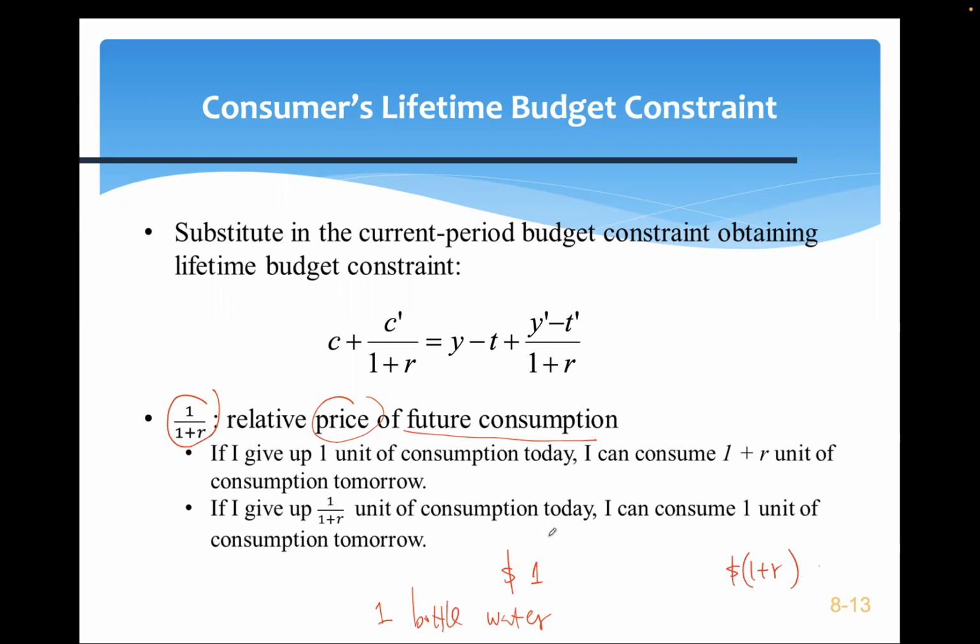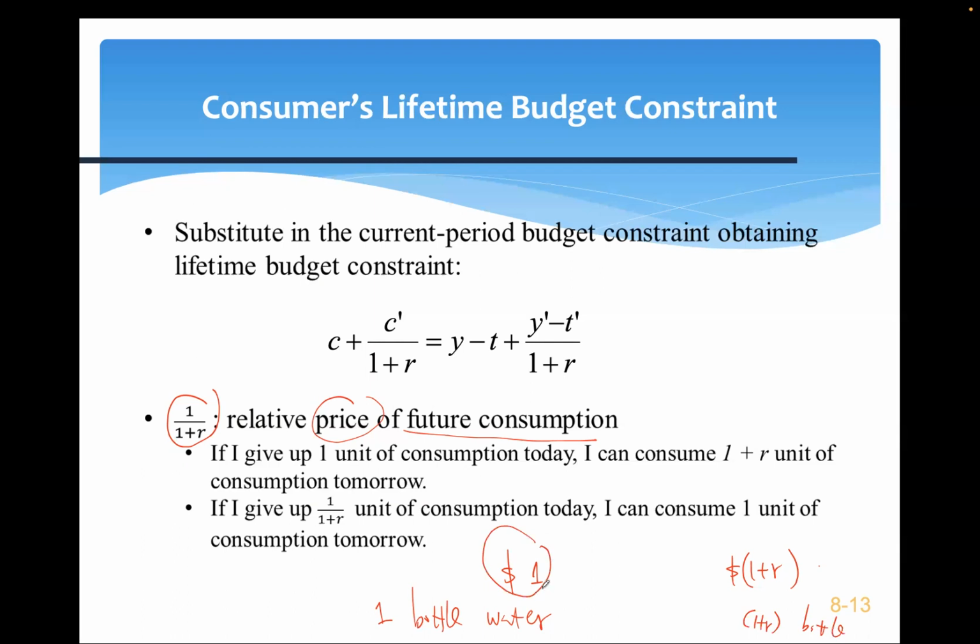But if you decide to postpone your consumption, you save this money. And then in the future, you are going to use this dollar to buy the bottled water. Okay, assume there's no price change. That just means tomorrow, how much water are you going to buy? You're going to get 1 plus R bottles of water. But remember, this is the same amount of money.